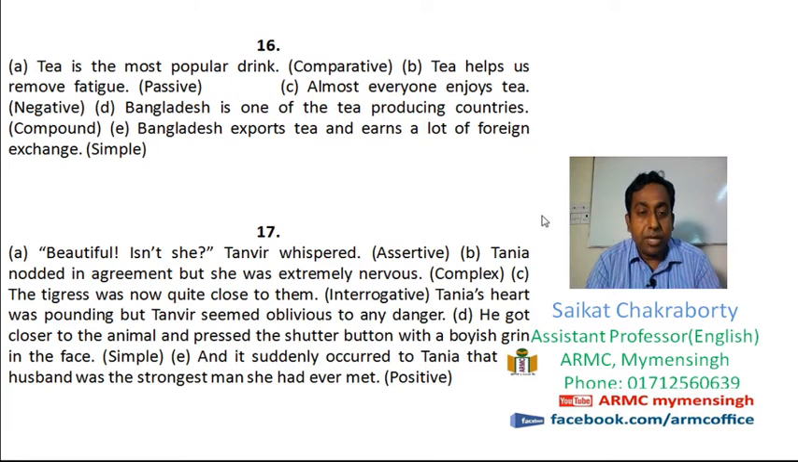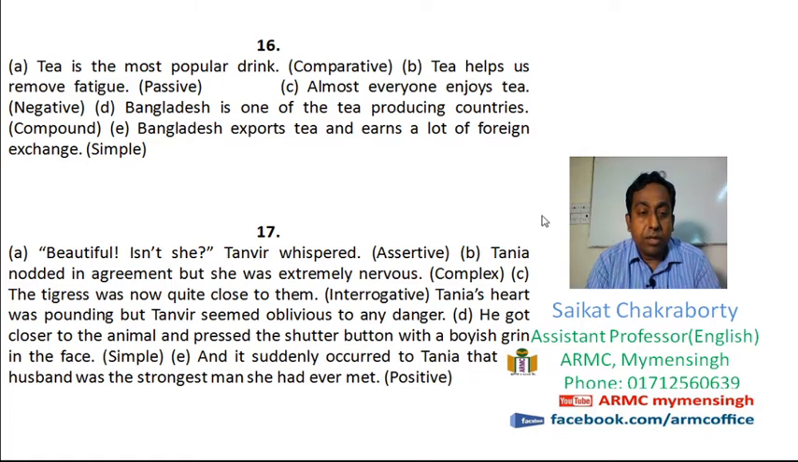The tigress was now quite close to them. Interrogative. To make it interrogative, we can bring was at the beginning of the sentence, and we will have to change it into negative interrogative. So we can say, wasn't the tigress now quite close to them?